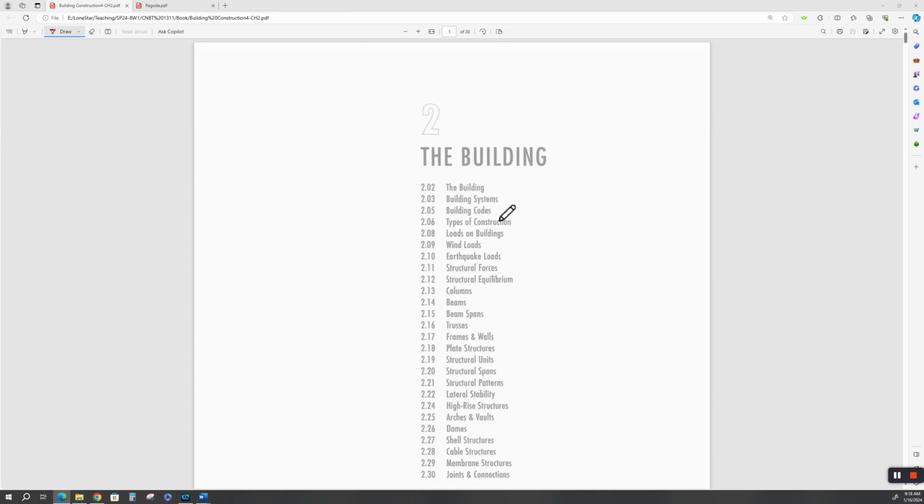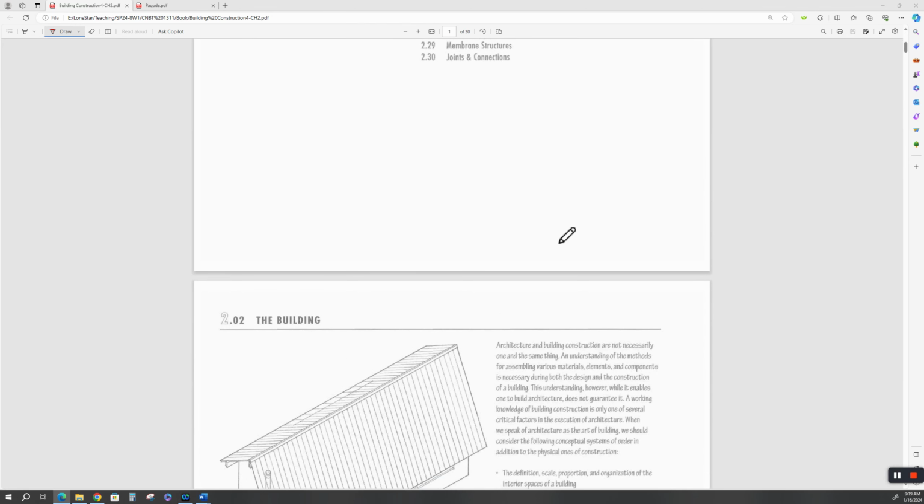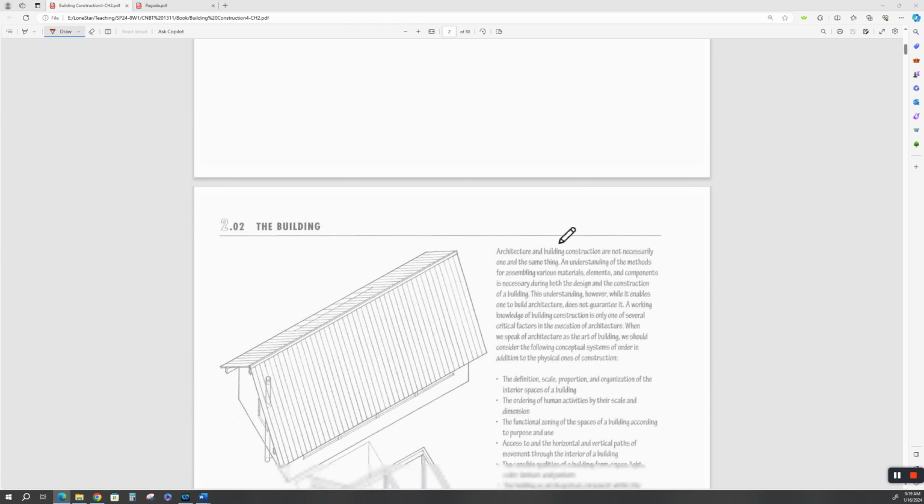The building systems, building codes. You can read this. You're supposed to have a book. I put these first 3 chapters because I have a PDF of the 4th edition. The 5th and 6th editions are different than the 4th. They've had a couple of things added, as we saw in a previous video. All right, the building.